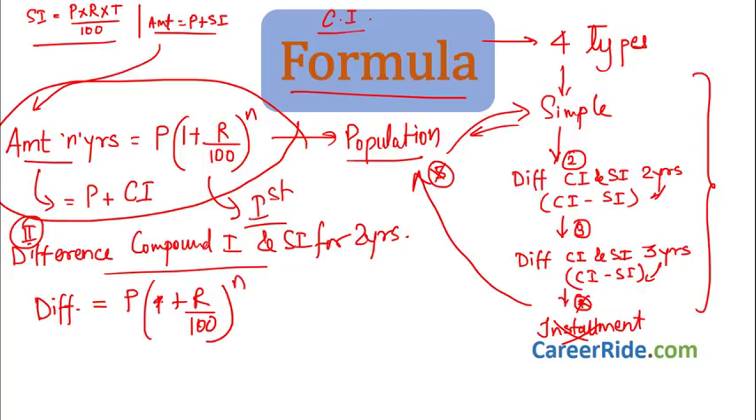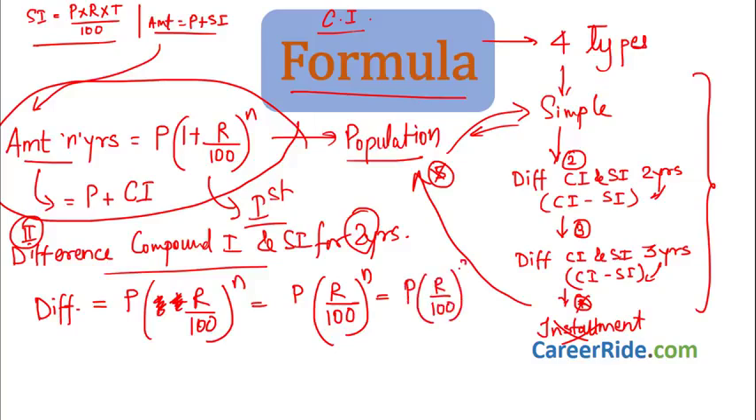Now just remove this 1, just remove this plus sign. What do we get? P into R upon 100 raised to n. For how many years is it given? 2 years. So instead of n, we will write 2. R upon 100 square. This is the formula.